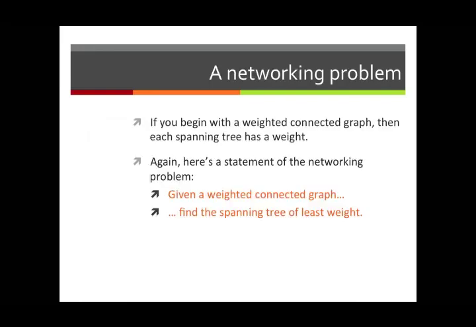Now, back to the networking problem. If you begin with a weighted connected graph, then each possible spanning tree has a weight. I think that's sort of obvious what that would mean. Namely, add the weights of all the chosen edges. That's a number. That's called the weight of the spanning tree. So now we understand completely the statement of the networking problem. We are given a weighted connected graph, and we're asked to find the spanning tree of least weight.